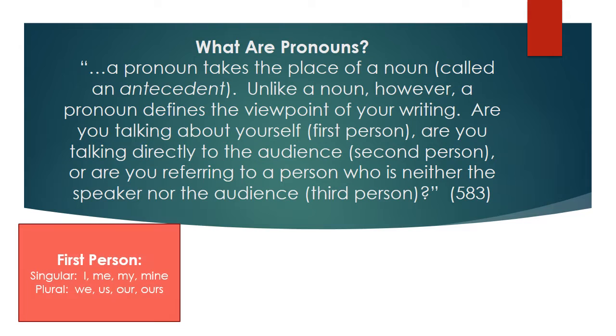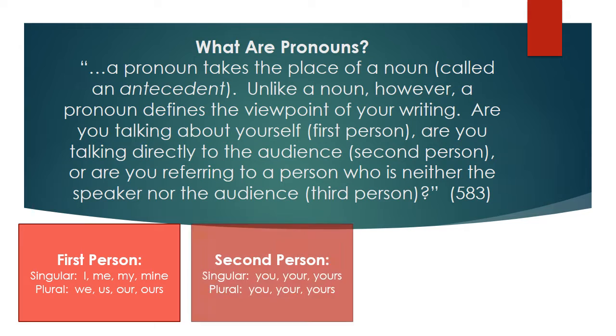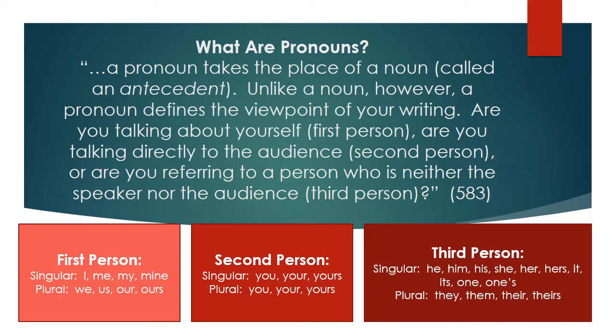These are the basics, but let's just go over these and make sure that we're clear on them. First person, if we're talking singular, we use I, me, my, or mine. And if we're talking plural first person, then we use we, us, our, or ours. Second person, if we're talking singular, we use you, your, yours, and same for plural: you, your, and yours. And then for third person, singular, it's he, him, his, she, her, hers, it, its, one, ones. So this is obviously the trickiest, but probably not too terribly tricky. And then for plural, we use they, them, their, or theirs.